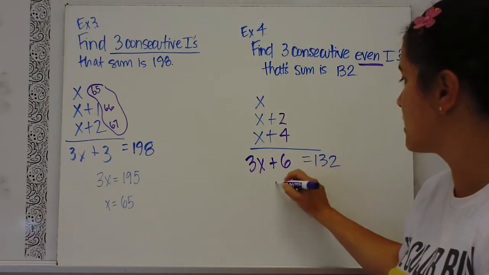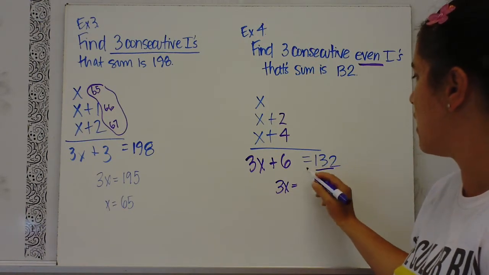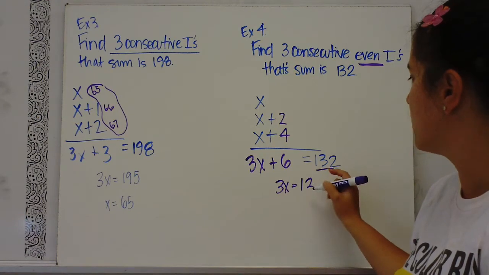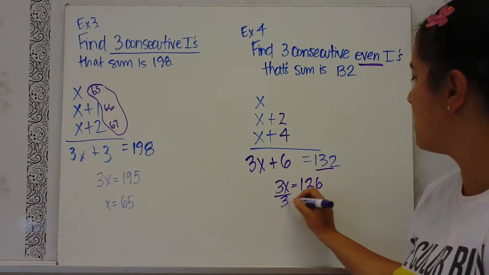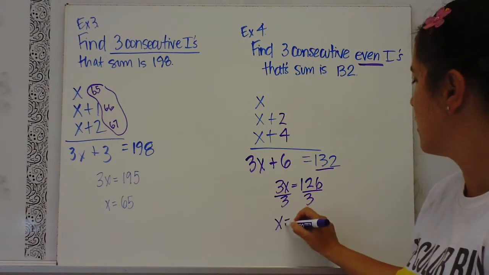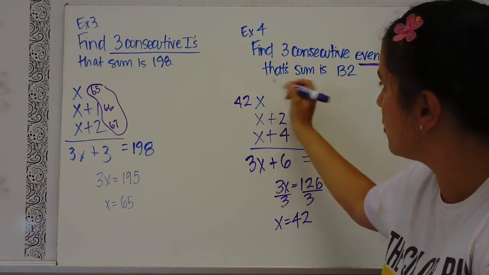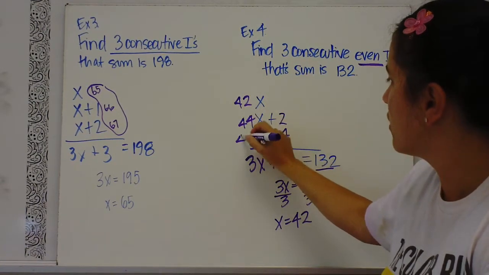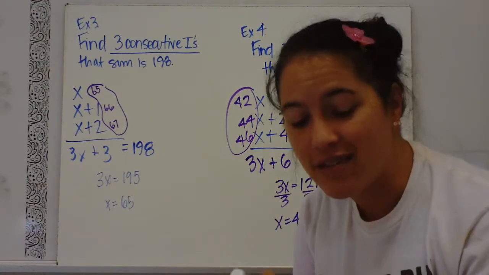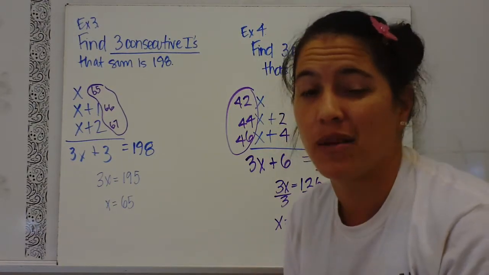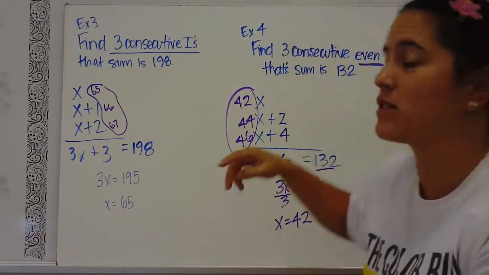You subtract 6 on both sides, and you get 126. Divide by 3, and X equals 42. So that means this first number is 42, 44, and 46. All right, that's how you would do even, and you would do odd the same way, X plus 2, X plus 4. Not X plus 1, X plus 3, but X plus 2, X plus 4.